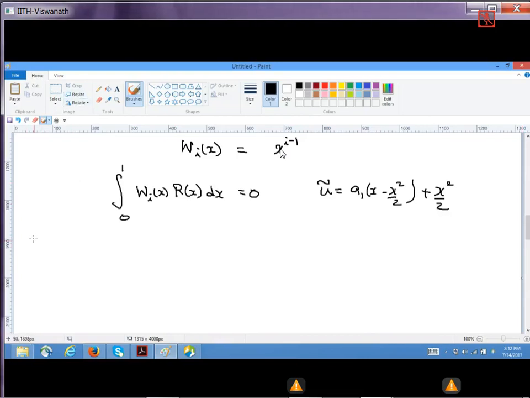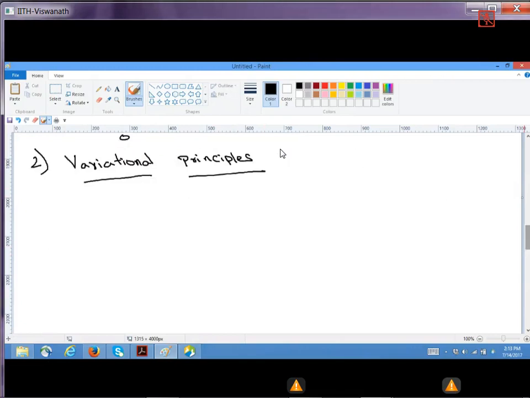The second thing we learned about in the previous class is nothing but variational principles. So what I will do today is go a little bit slow, because in the last class some people found it a little bit difficult. So I will try to emphasize this a little bit more. Before that, I want to review something called the stationary condition.